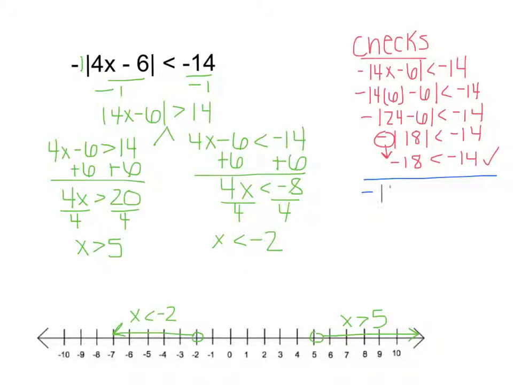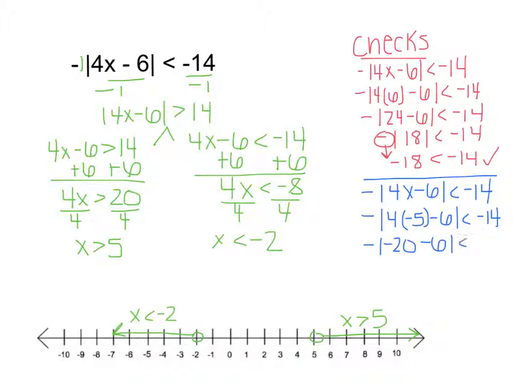For the second check, again, into the original inequality, we're going to check something less than -2. I'm going to check -5. 4 times -5 is -20. -20 minus 6 is -26. The absolute value of -26 is 26. Bring down the negative in front. And -26 is less than -14, so that checks out.